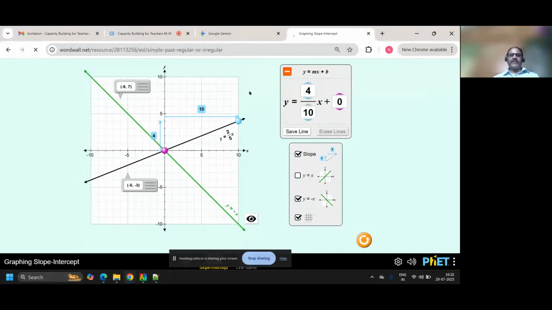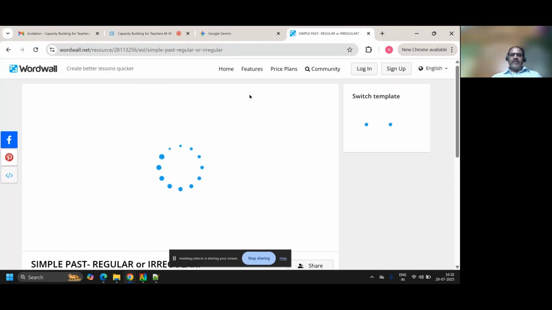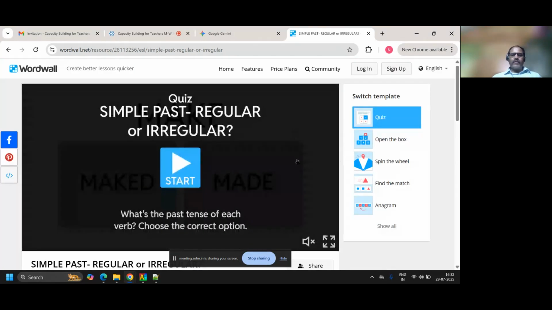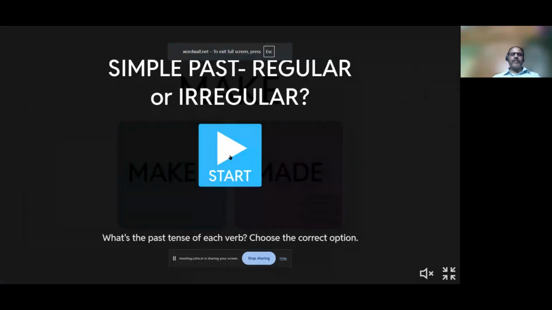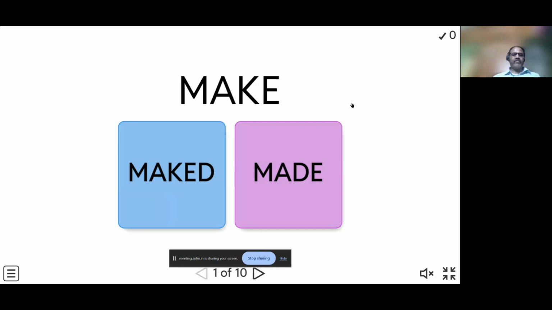Let us come back. Now let us do one more thing. I'm going to share my screen once again. We will see one English exercise. Simple. We all know this, regular and irregular verbs. Specifically, we have taken irregular verbs.